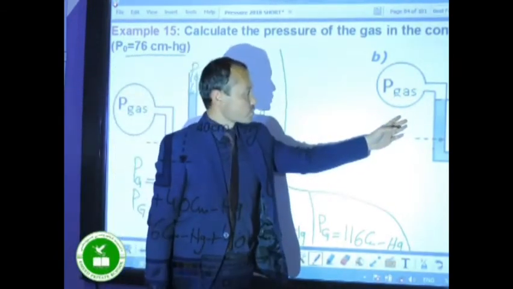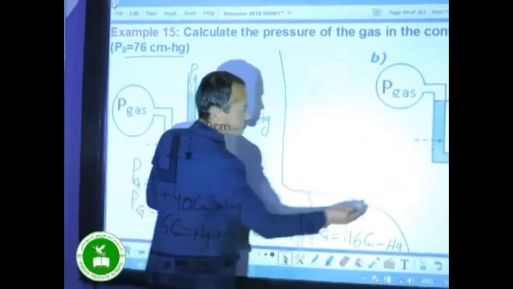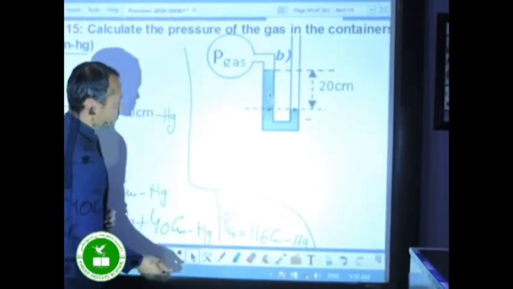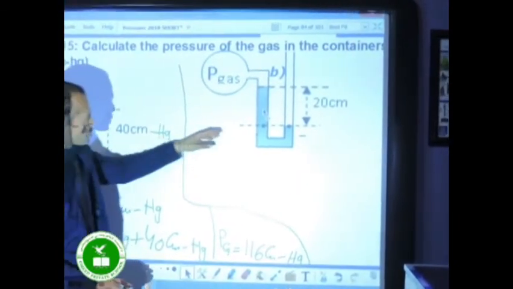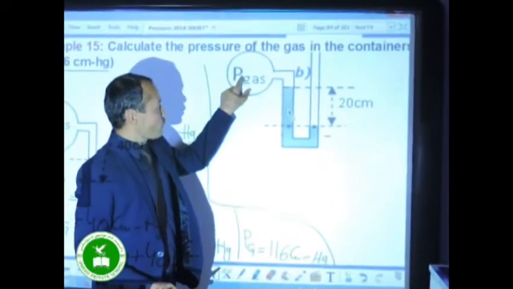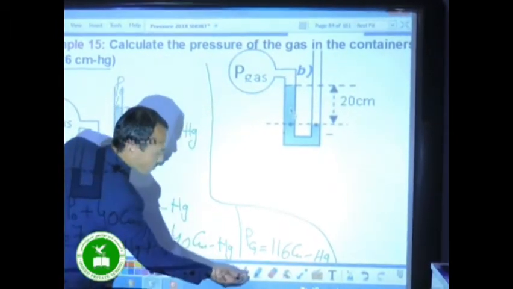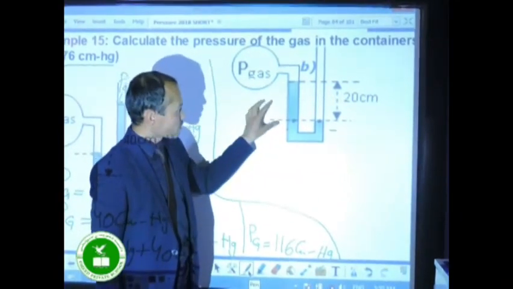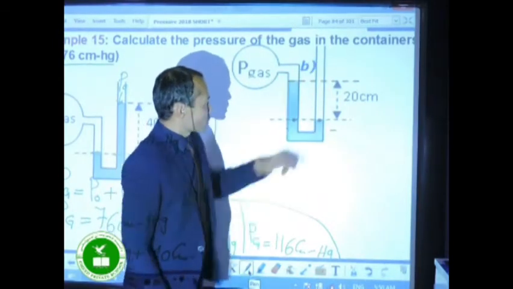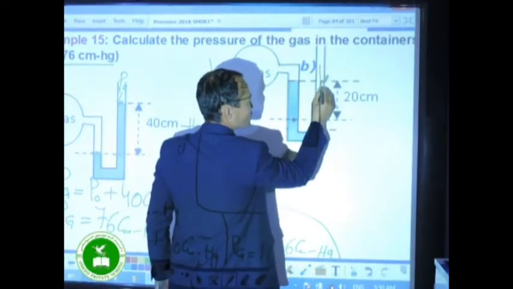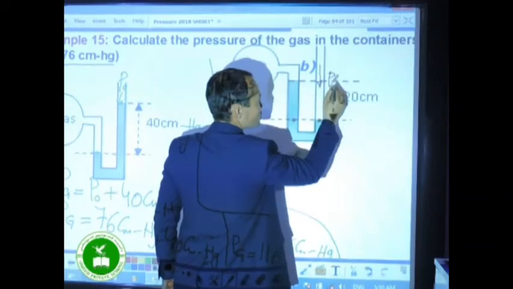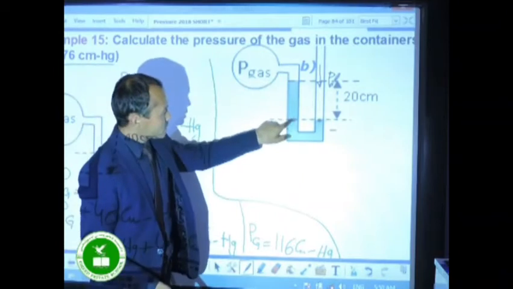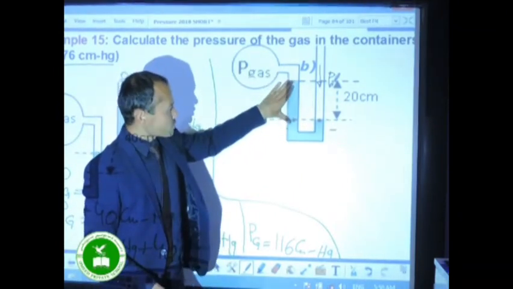Let's solve example B. We have to calculate pressure of this gas. Again, we have to choose one level. This level we have chosen. This is open to air, so here we have only air pressure, P0. And here we have pressure of this gas plus pressure of this liquid.